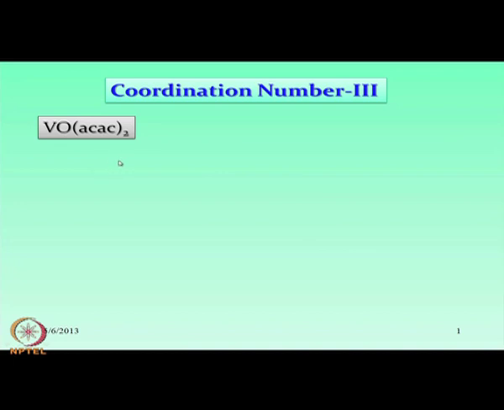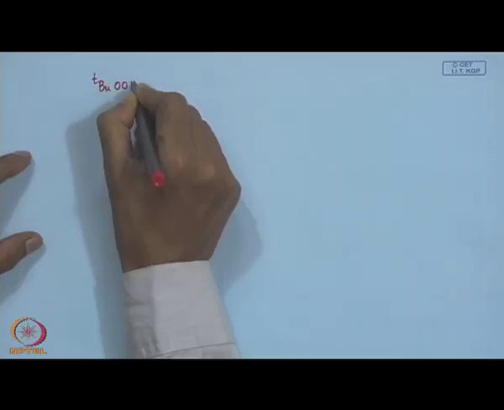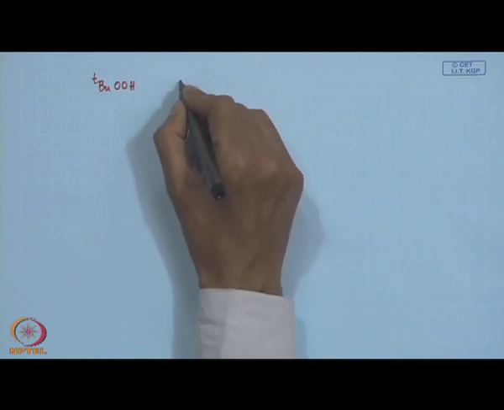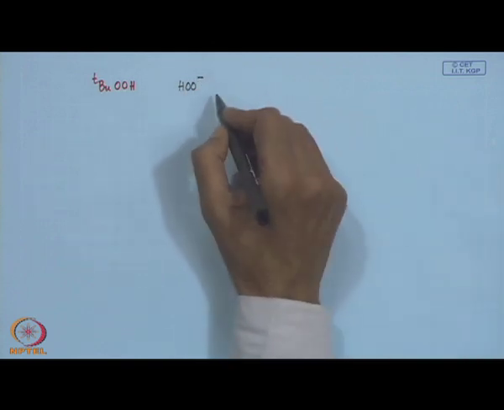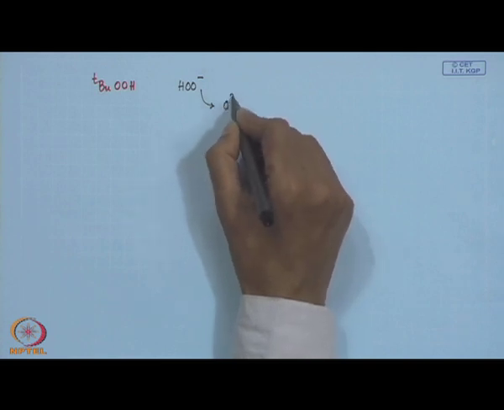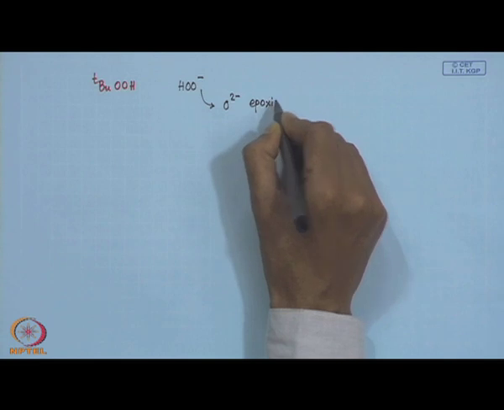That gives us some information on how we can think of reactivity patterns of this vanadium acetylacetonate molecule, because it is well known to be a very good reagent in the epoxidation of allylic alcohol, a special type of alcohol where the allylic group is present, in combination with tertiary butyl hydroperoxide. Tertiary butyl hydroperoxide is a typical organic peroxide, and that organic peroxide can also give rise to the corresponding hydroperoxide anion, and it can deliver the oxide to the system for the reaction known as epoxidation.